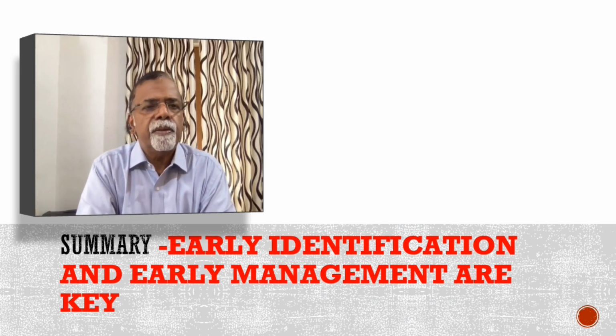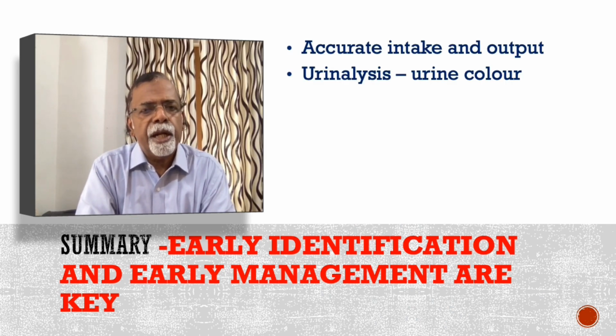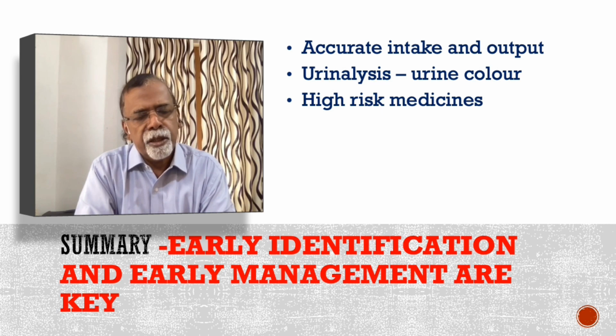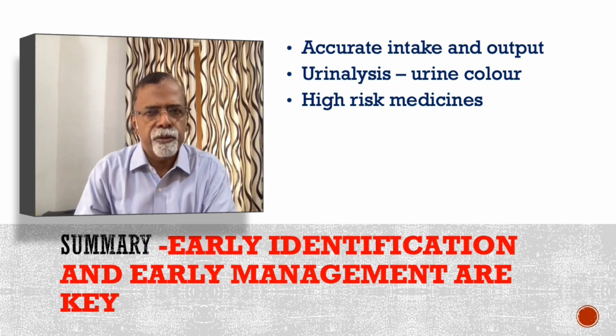So in summary, prevention, early identification, and early management are key for prevention of AKI. This will reduce the mortality, length of stay, and improve patient outcomes. In the next session, we will discuss the different types of renal injury, that is pre-renal, renal, and post-renal, and how to diagnose them. This is an overview. Thank you.